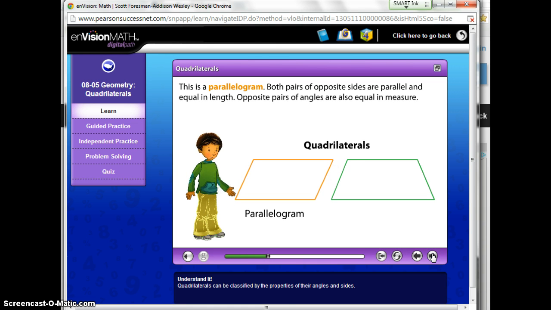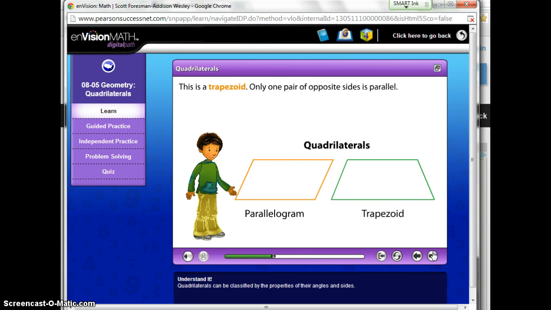This first shape in yellow or orange is called a parallelogram. Both pairs of opposite sides are equal in length and they're also parallel. That means they could go on forever without touching. A parallelogram in my mind is like a rectangle that's tilted. Okay? Opposite angles, here's 2 opposite acute angles. Here's 2 opposite obtuse angles.